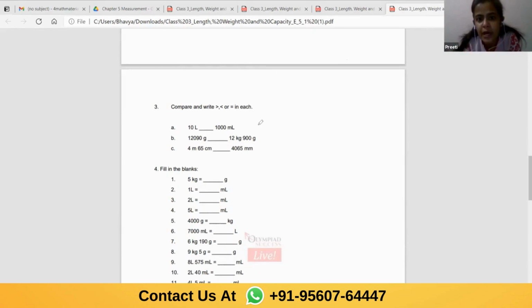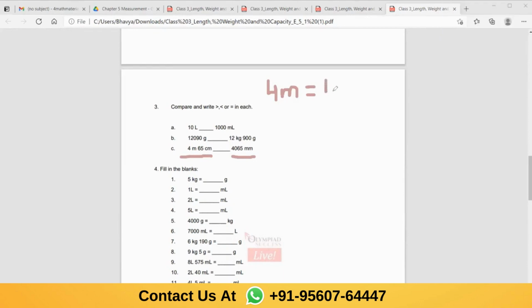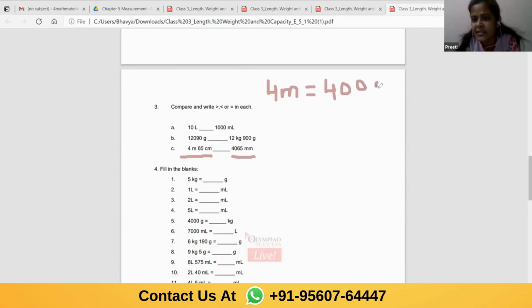Now, children, right hand side is given in millimeters and left hand side is given in meter and centimeter. Now, 4 meter is equal to how many centimeter? Quickly tell me. 400 centimeters. Yes. That's it. Only one child can give the answer and I can write. Now 400 centimeter is equal to how many millimeter? Quickly tell me. Ma'am, 40 millimeters.